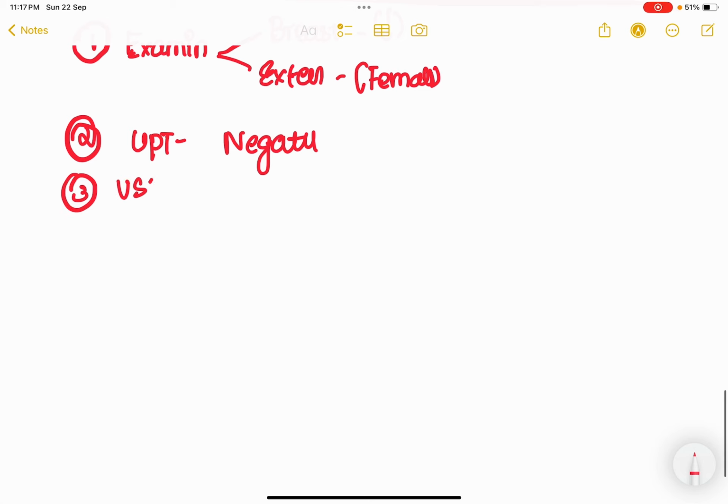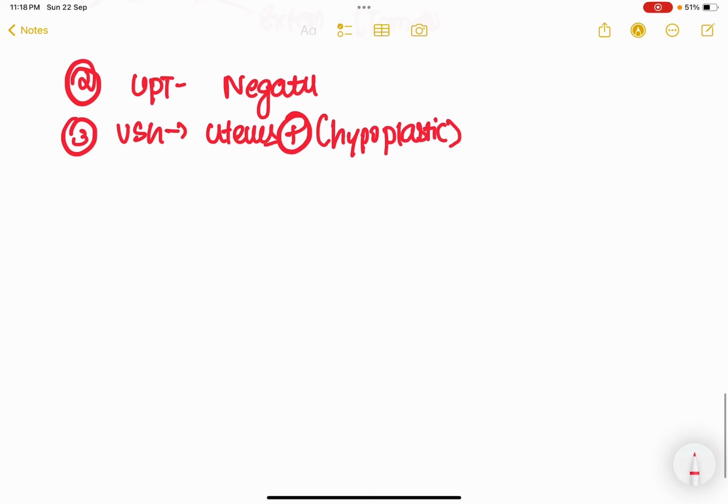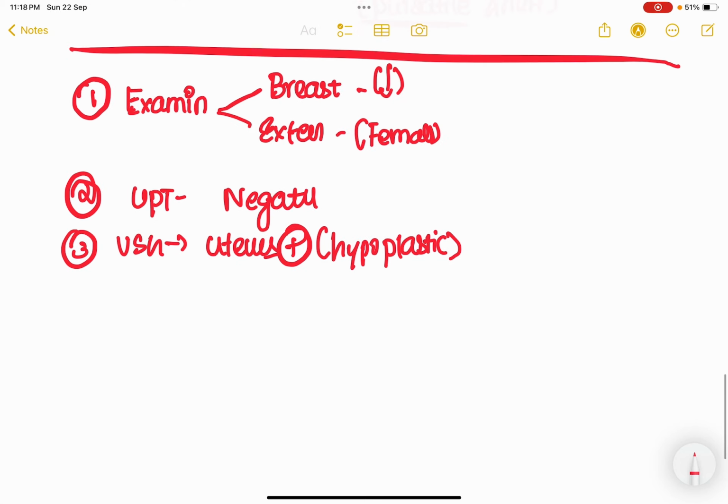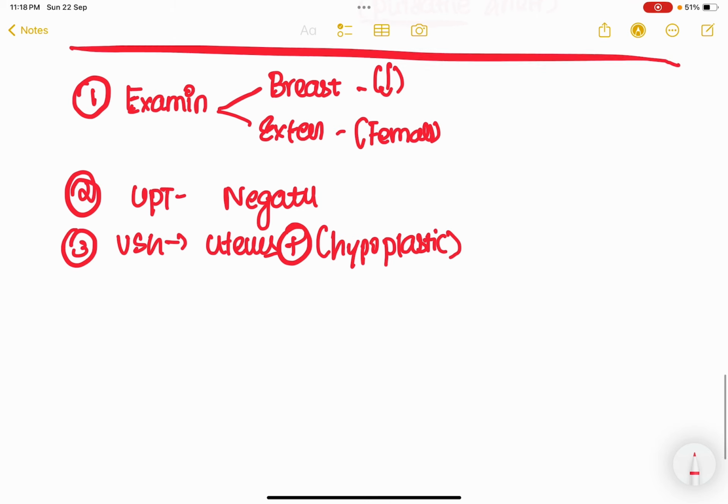I have to do ultrasound. In ultrasound, I can see the uterus. The uterus is present, but still it is a hypoplastic uterus in Kallman syndrome, because the estrogen level is going to be decreased, because the FSH and LH released from the anterior pituitary are going to be very less. So if that is very less, then estrogen is also going to be released very less from the granulosa cells as well. Is that clear? Okay. So we have done the local examination, breast and external genitalia examination, UPT, ultrasound, and everything.